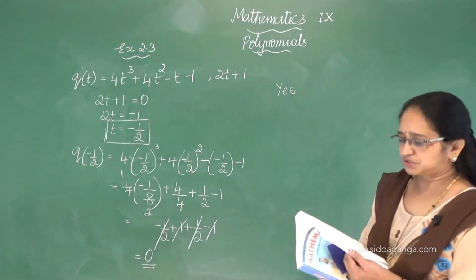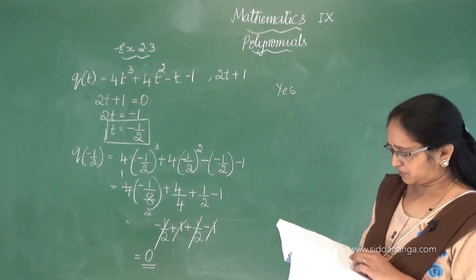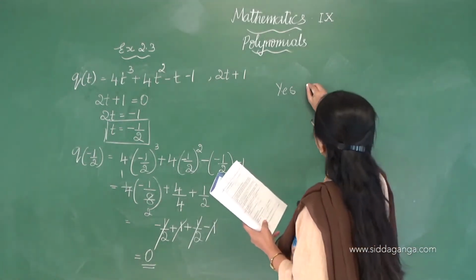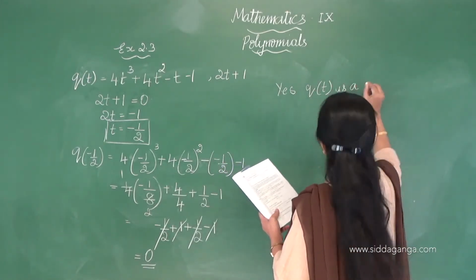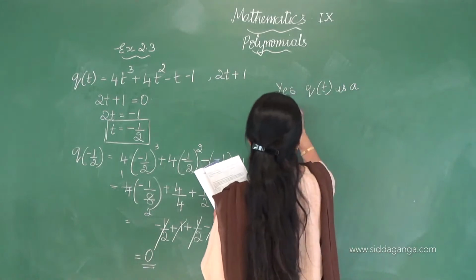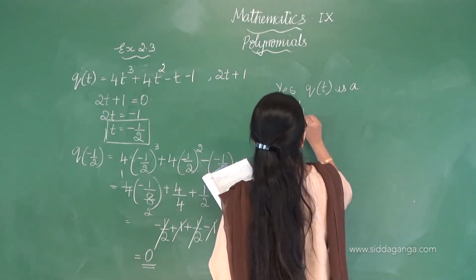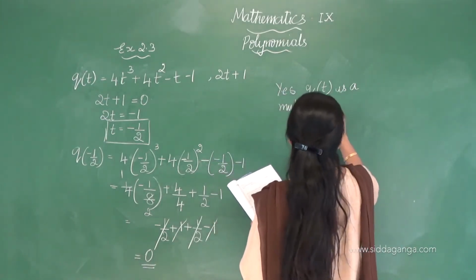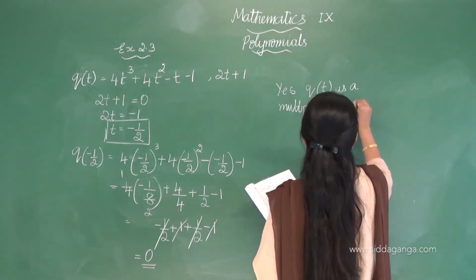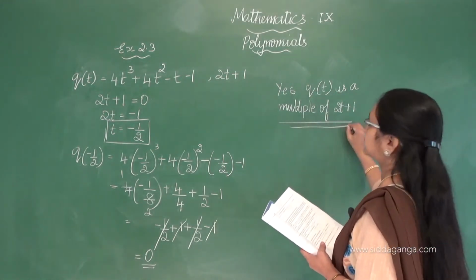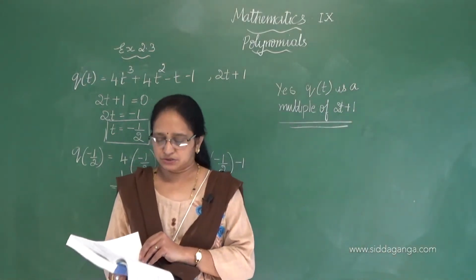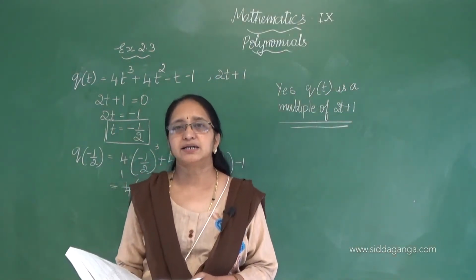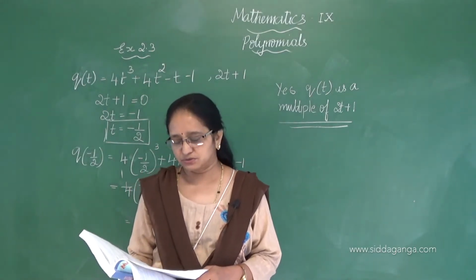See, they have given in the question. Check whether this polynomial. So yes, Q of t is a multiple of 2t plus 1. So conclusion is very, very important. I hope you understood the remainder theorem and its application. So thank you.